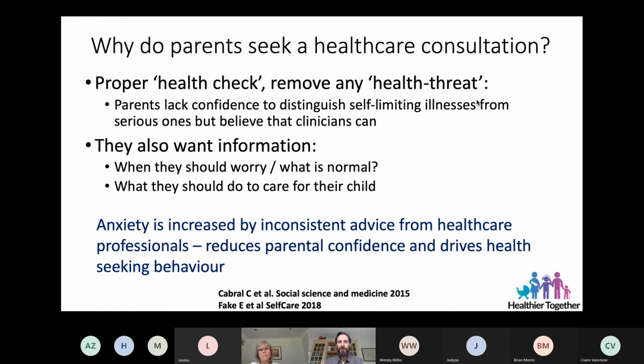Because if we don't give consistent advice across the healthcare system, we are going to just increase that anxiety, and that's going to reduce confidence from parents and carers and just drive health-seeking behaviour further.